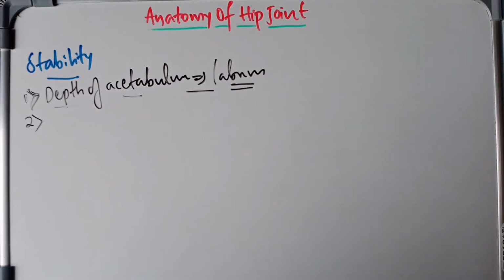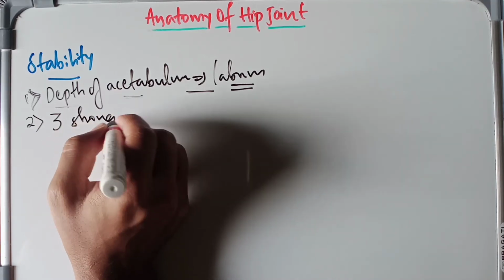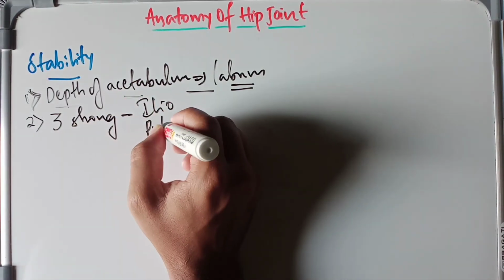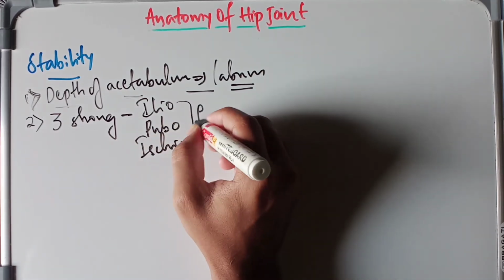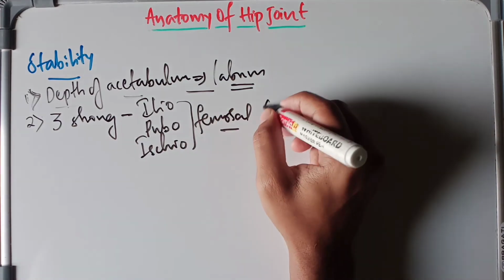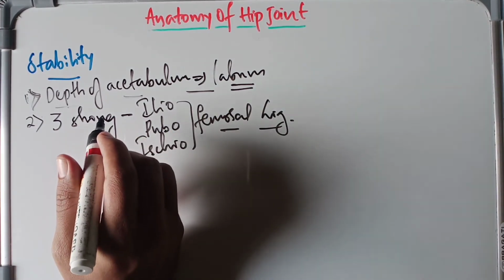Moving on to the next one, we also have the three strong ligaments, which I just discussed: the iliofemoral, pubofemoral, as well as the ischiofemoral ligaments. These are three strong ligaments which help in the stability of the hip joint.